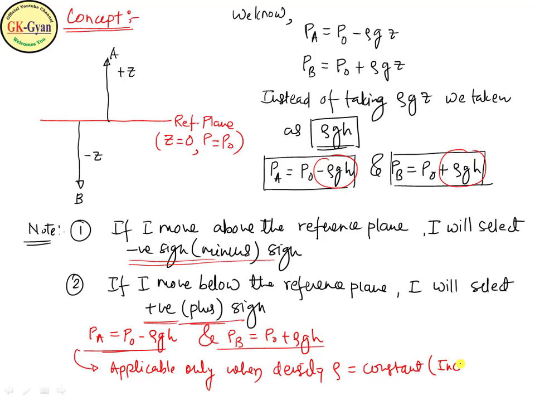For incompressible fluid, this is a very important point. This is the incompressible fluid. This formula is applicable only when the density is constant. Now if the density is variable, the above formula will not be applicable.